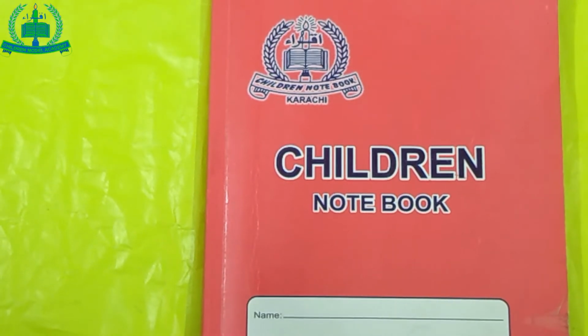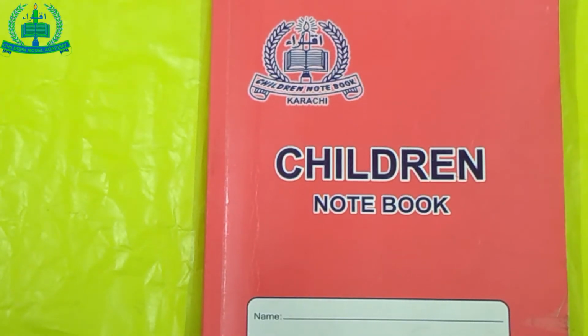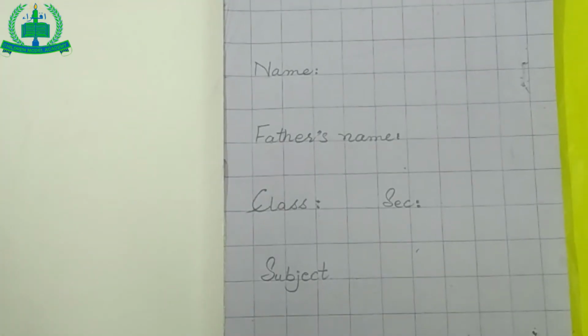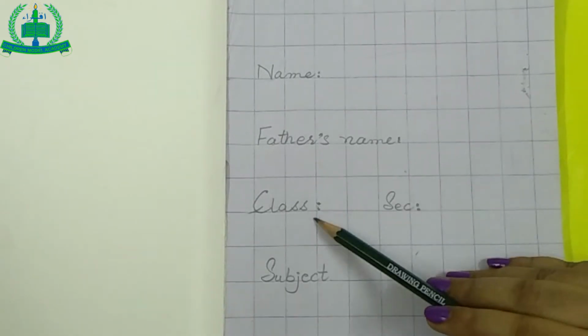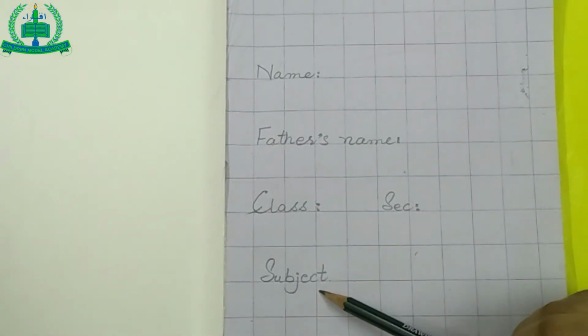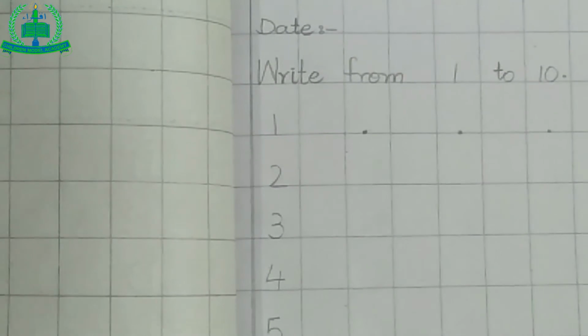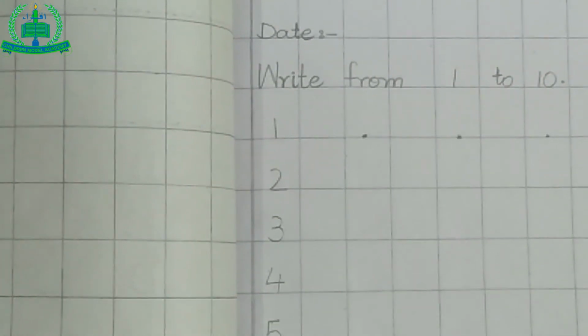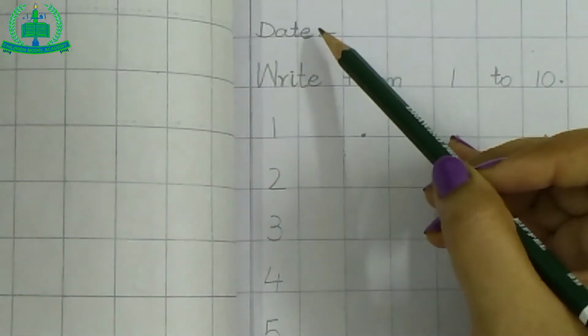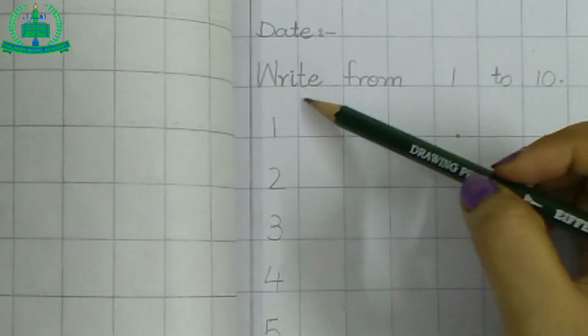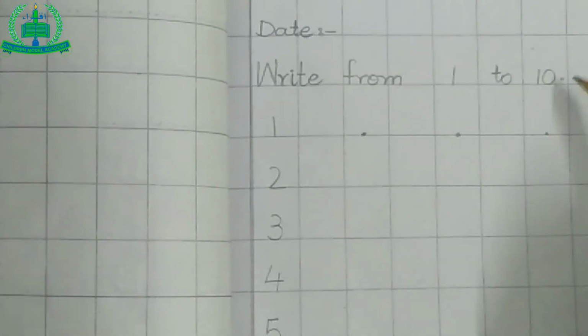You have two copies for maths in your course, copy 1 and copy 2. Open your copy, write your name, father's name, class, section and subject. Let's start. Your first work is counting. Write from 1 to 10. Mention date. Write from 1 to 10.